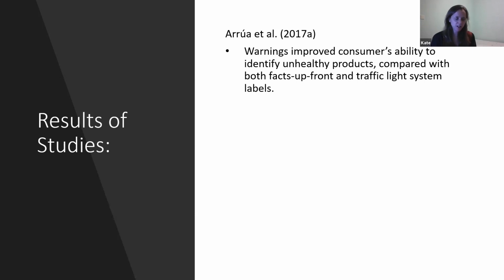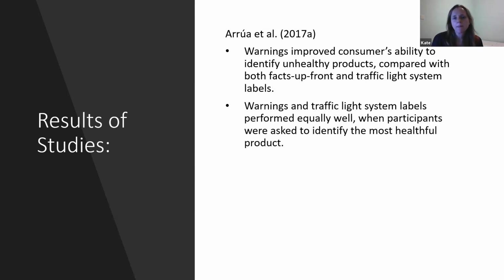So if your intention is to stop people eating something, to identify what's unhealthy, then the warning seems to work really, really well. But when it was about identifying the most healthy product, the warnings and the traffic light systems worked about the same. So there's kind of asymmetry there. If you want people to identify unhealthy, then put warnings on. But if you want them to identify healthy products to choose, then there's not much between the warnings and the traffic light.